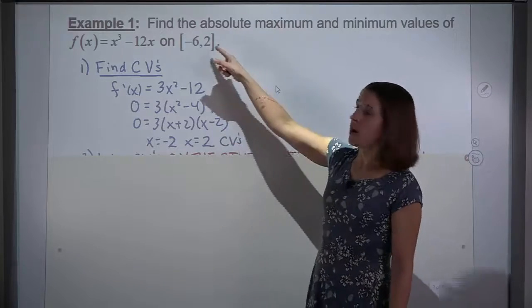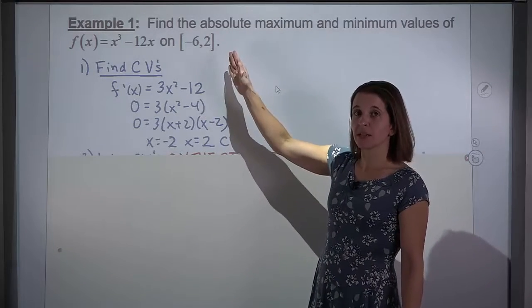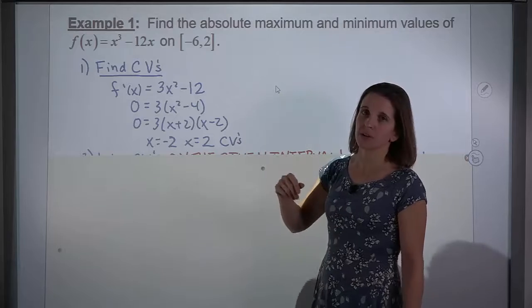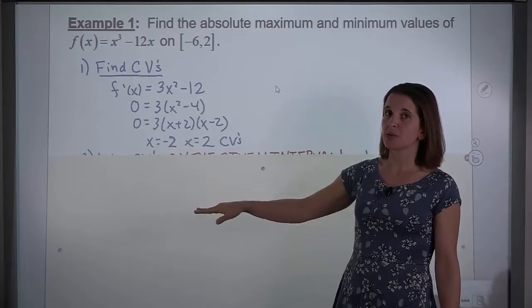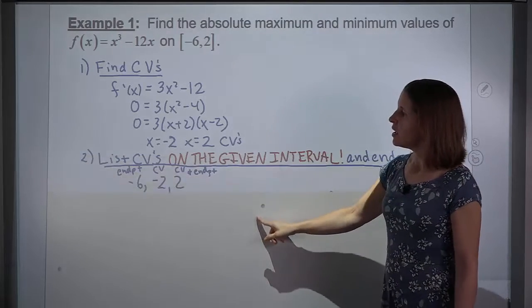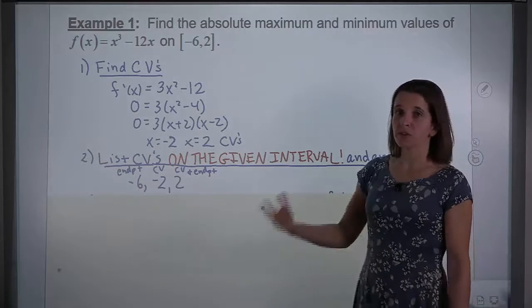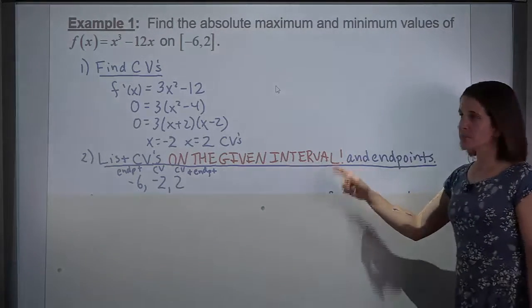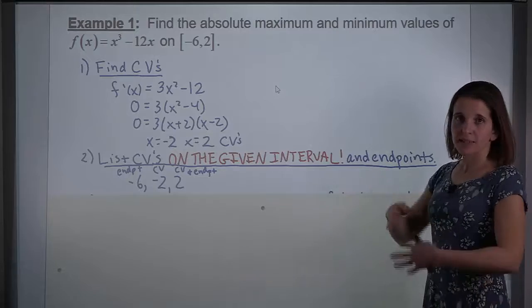So those are my critical values. They are both on my interval. One happens to also be an endpoint, but they are on the given interval. If one of them wasn't, I would not include it going further. So then I list all the critical values that are on the given interval and any endpoints. And I tend to list them in order.